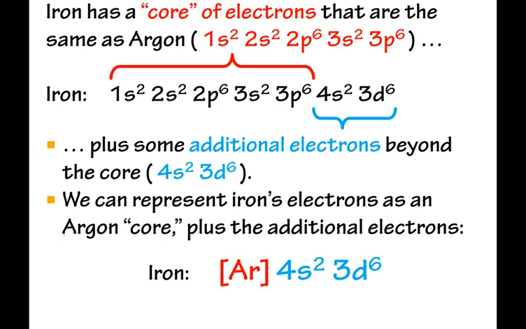And then in addition to the argon core, in brackets, we add on 4s2 and 3d6. So it's 2 additional sublevels with electrons, or 8 additional electrons, beyond the argon core, which includes the first 18 electrons of an iron atom. You can kind of see that here.